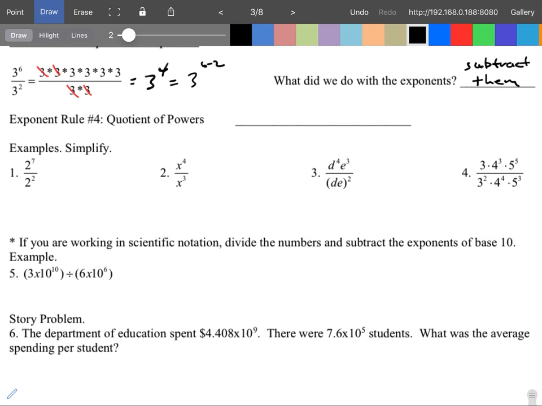Now, if I write you a general rule for this, they call it a quotient of powers. It would look like this. You would have a to the m power divided by a to the n power. So you have the same base in the numerator and denominator. And then you would end up with that same base, a, and the exponent would be the numerator power minus the denominator power.